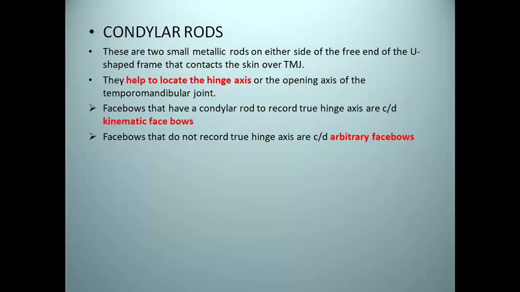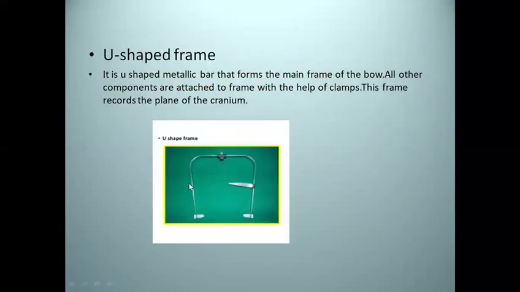Second is the condylar rod. These are two metallic rods on either side of the free end of the U-shaped frame that contact the skin over the TMJ. These condylar rods help to locate the hinge axis or the opening axis of the TMJ. Facebows that have a condylar rod to record the true hinge axis are known as kinematic facebows, and those that do not record the true hinge axis are called arbitrary facebows. So in the previous diagram, we can see that these are the condylar rods. This is the U-shaped frame and the continuation is known as the condylar rod.